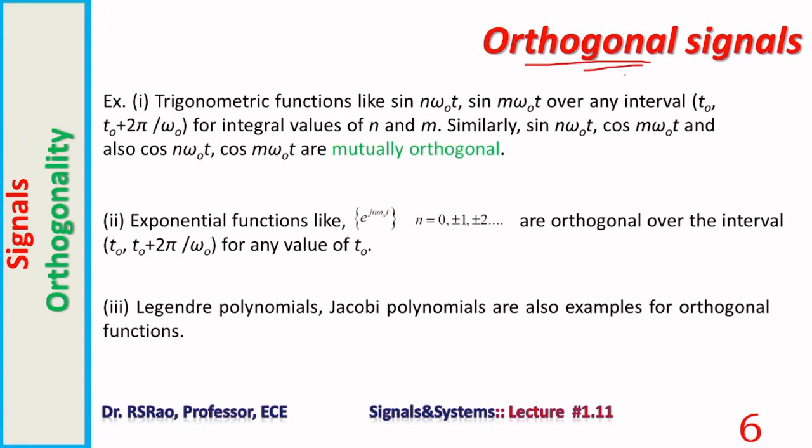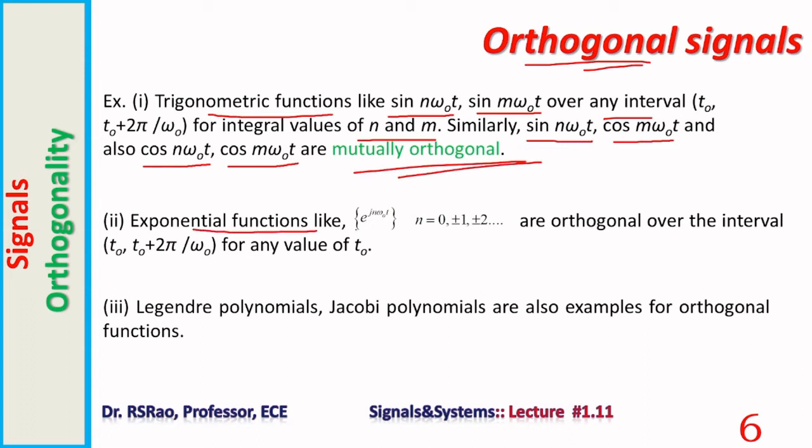Some more information regarding orthogonal signals. In this slide, some examples are given for orthogonal signals. Trigonometric functions like sine n omega naught t, sine m omega naught t over any interval t naught to t naught plus 2 pi by omega naught for integer values of n and m. Similarly, sine n omega naught t, cos m omega naught t, and also cos n omega naught t, cos m omega naught t. These are all mutually orthogonal.